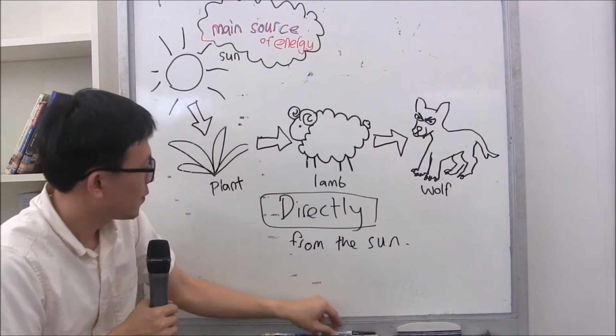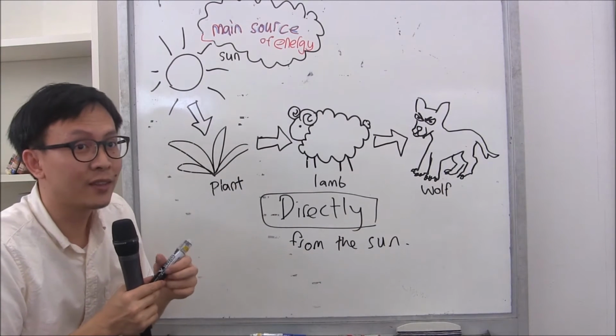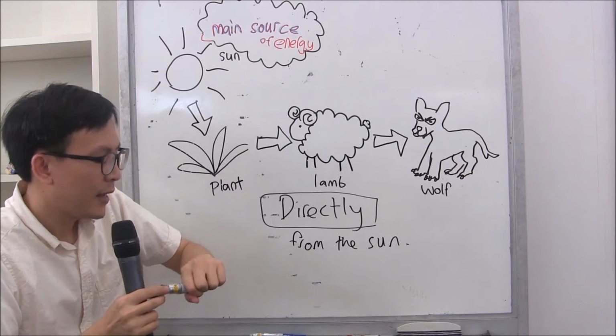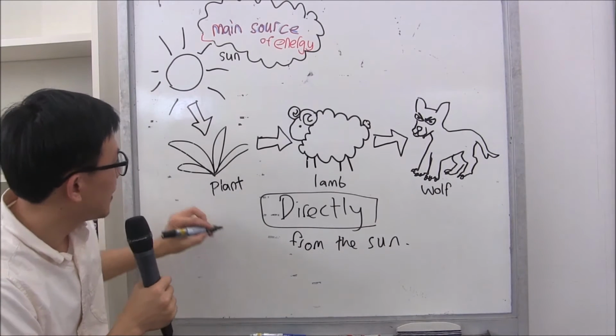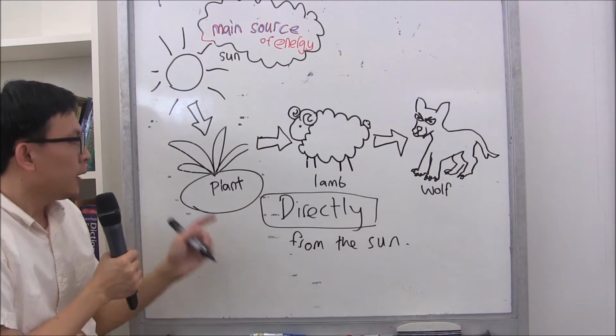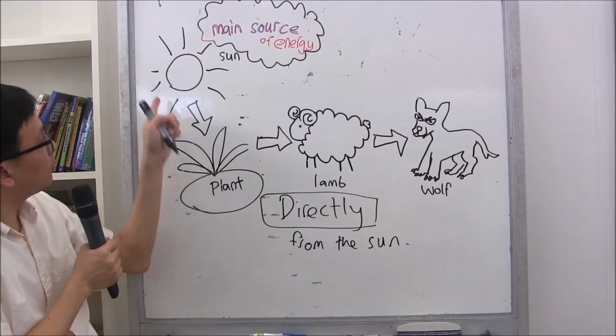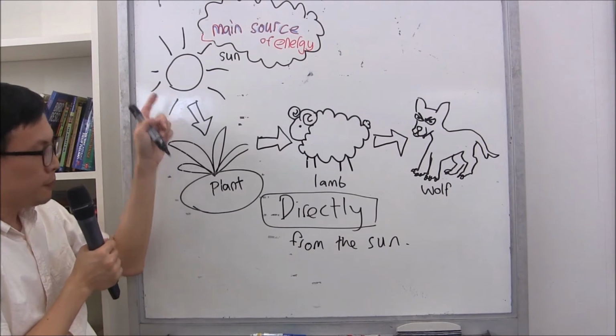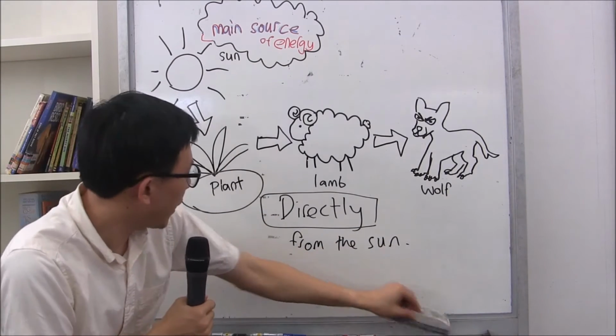I think you're right. Most of you have gotten the answer. Well done. Answer is the plant. The plant gets the energy directly from the sun. Now, next question.